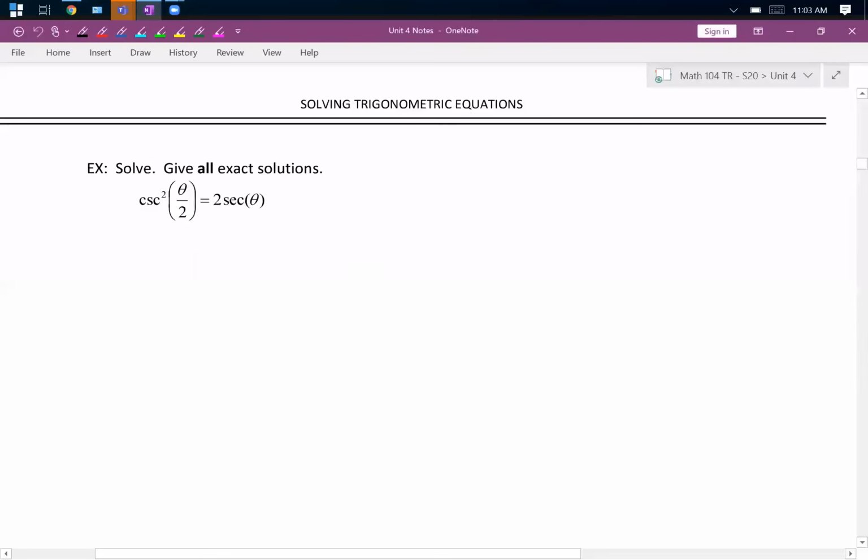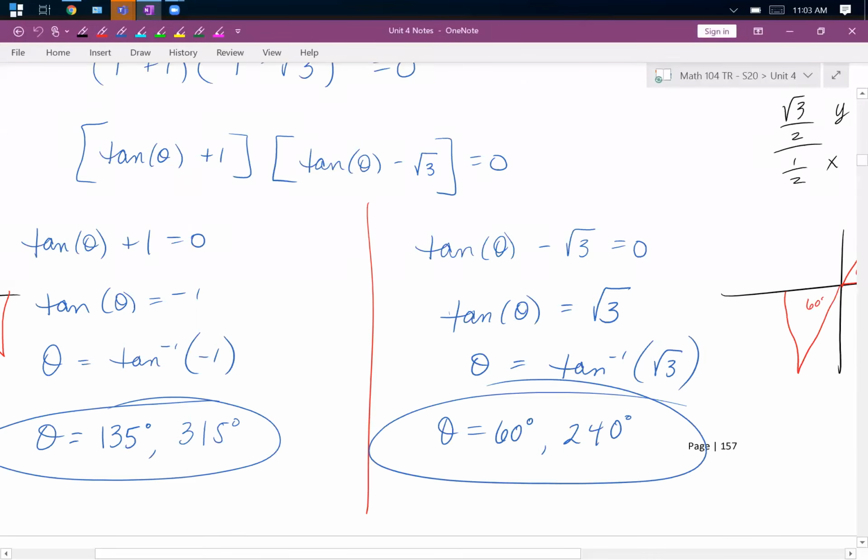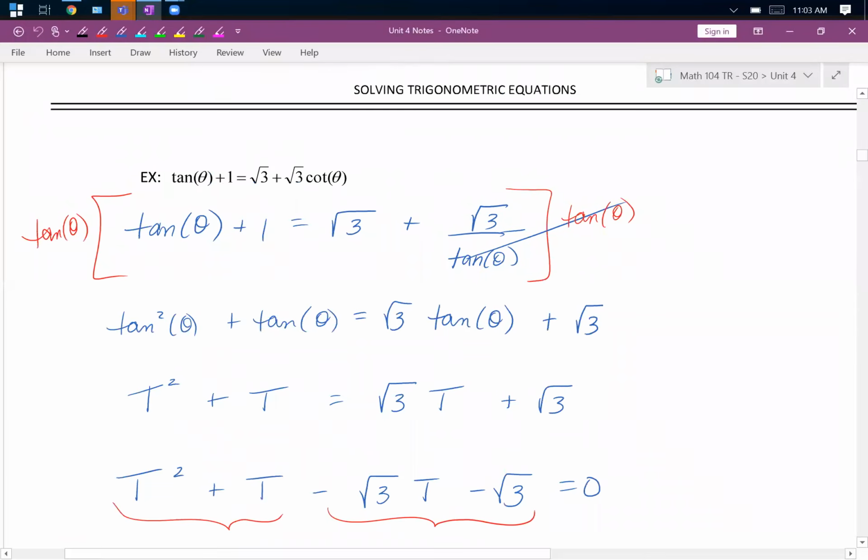All right, so we left off, we were solving trigonometric equations, right? And this was different than the test.